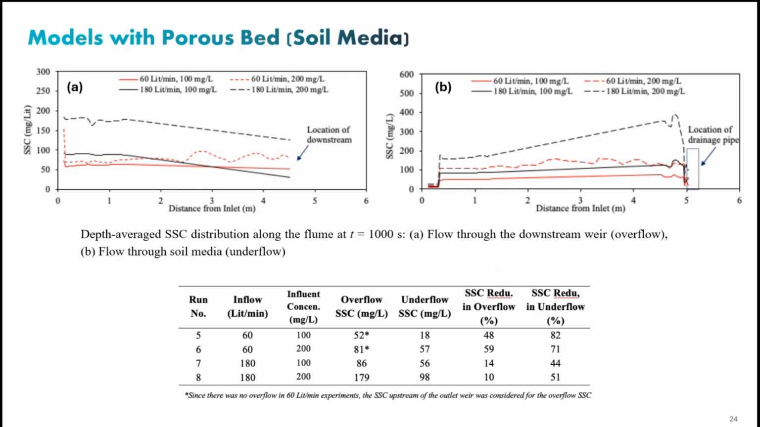And this is the result in terms of percentage removal for all the different cases here. We look at the porous bed. Again, the highest value is 82%, as we saw, close to what we saw in the experiment. The lowest one is 51%. Next slide, please.